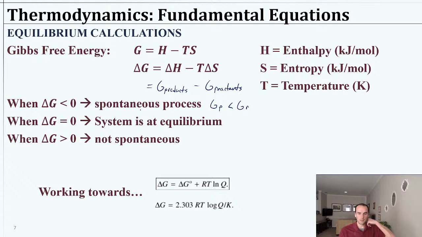Okay, when delta G is equal to 0, we have reached that equilibrium point where everything's happily at the same value. They're going back and forth at the same level. Then when delta G is greater than 0, it's not spontaneous. You would have to add some energy to make this happen. It's not that it can't happen, it's just that it won't spontaneously happen.